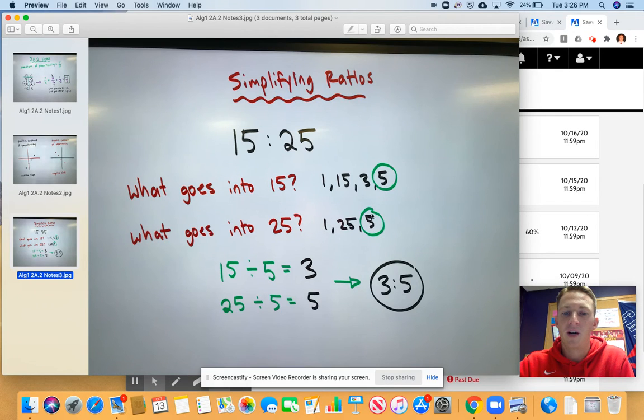1 times 25 and 5 times 5, but we don't need to write it twice. What's the biggest number that these two lists have in common? Well, they both have 1 in common, but they also both have 5 in common. So let's use the greatest factor, the greatest common factor, and let's divide. 15 divided by 5 is 3 because 5 goes into 15 3 times, and then 5 goes into 25 5 times. So let's write our ratio 3 to 5. We just simplified right here, took 5 out, and now we have 3 to 5.